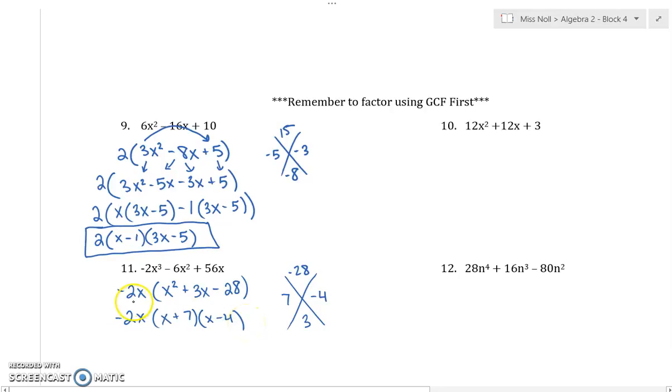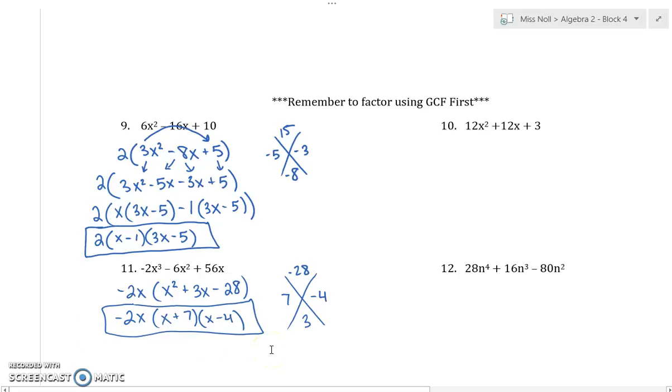So that was the first half of day 2 notes, just finding those values, and it just goes right in there to x plus that number times x plus or minus the other number. And so that would be my final answer for that one.